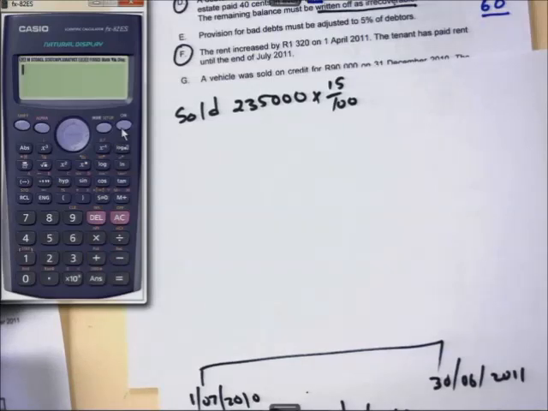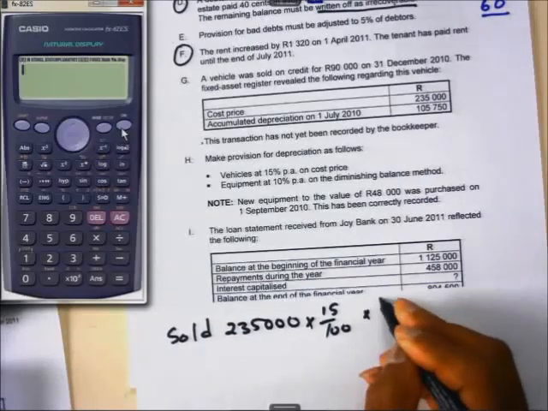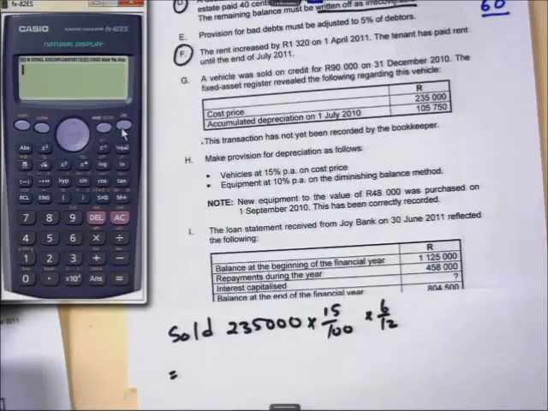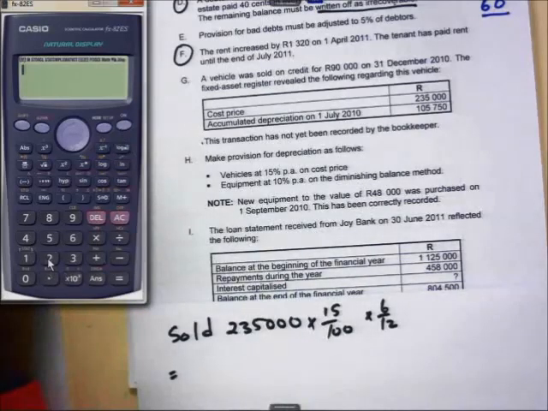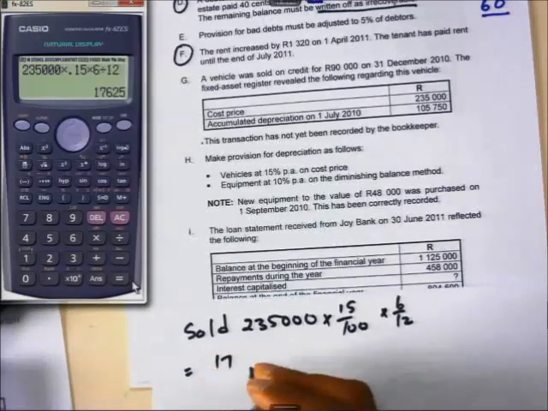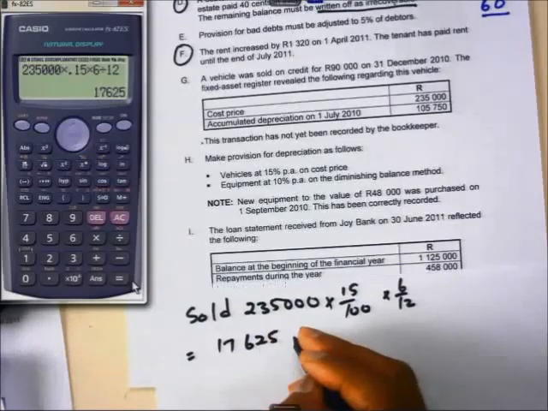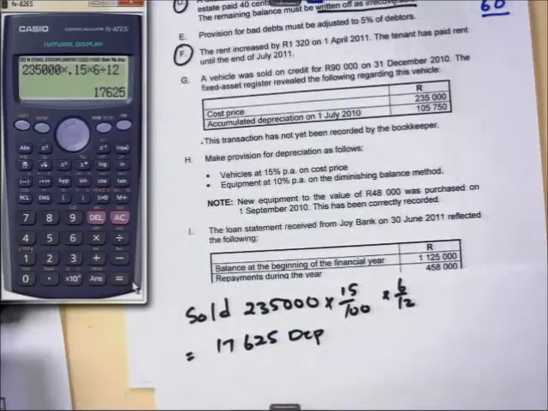So we must calculate the depreciation. We'll say 235,000 multiplied by 15%, multiplied by 6 divided by 12, because it lasted only for 6 months. So we'll get the answer as 17,625. Remember, 17,625 is depreciation on the sold asset.